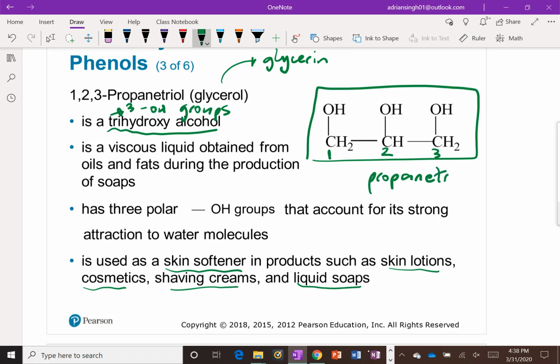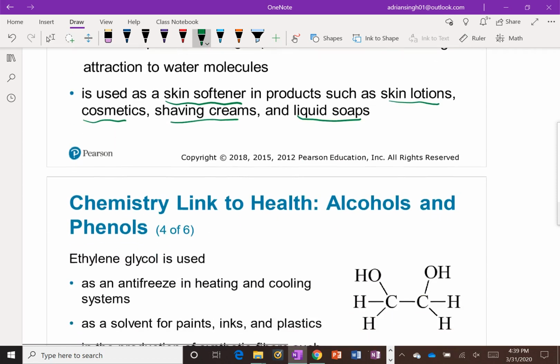So we have 3 of these, so this will be a tri, and then we have the ending -ol. The -ol tells us it's an alcohol. The tri here tells us that we have 3 of the alcohols, and the prop here tells us that there are 3 carbons. And then we also need to say where those 3 hydroxyl groups are located. They're on carbons 1, 2, and 3. So that's the systematic name for it. It's commonly known as glycerol or glycerin.